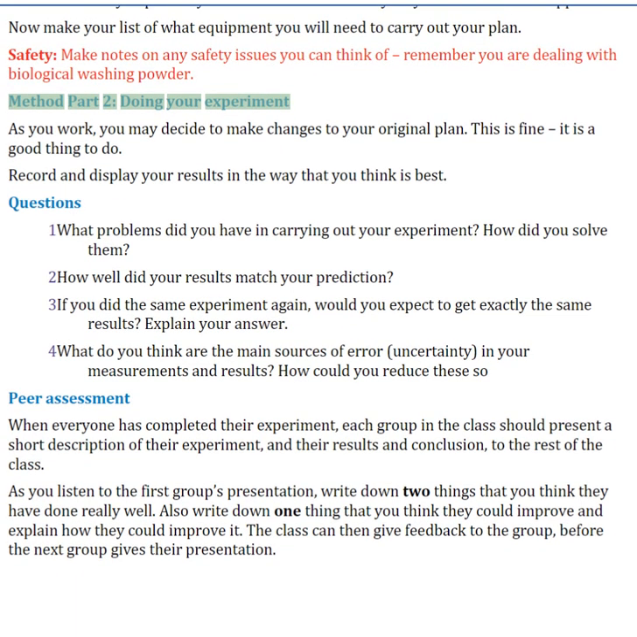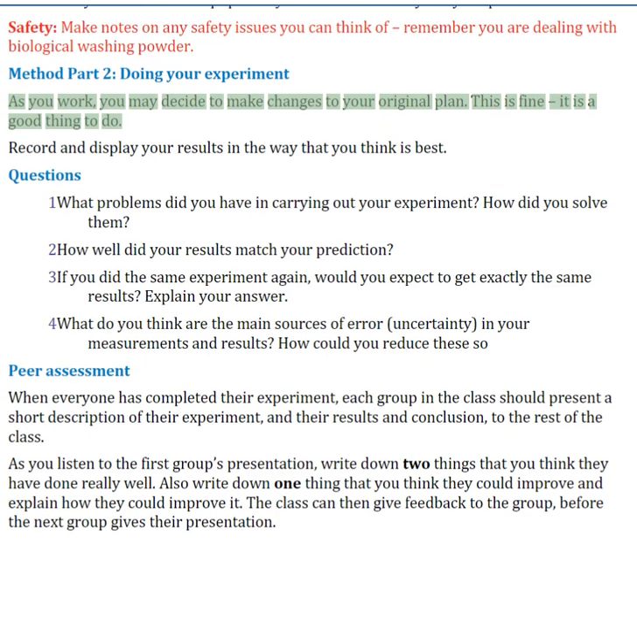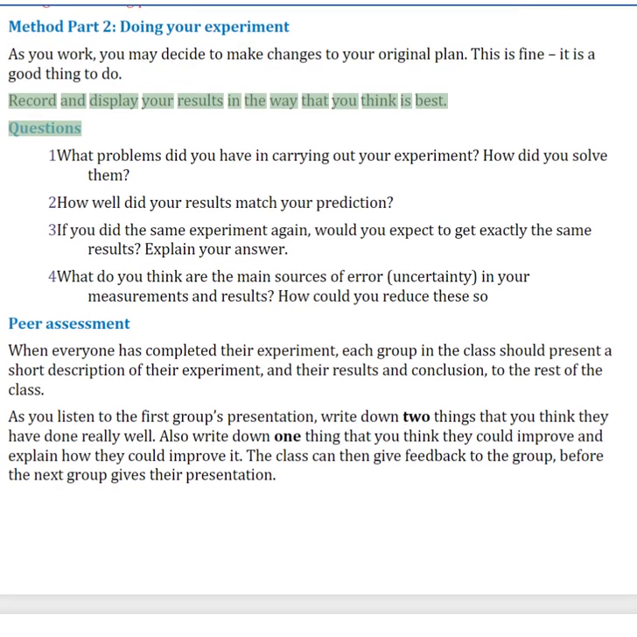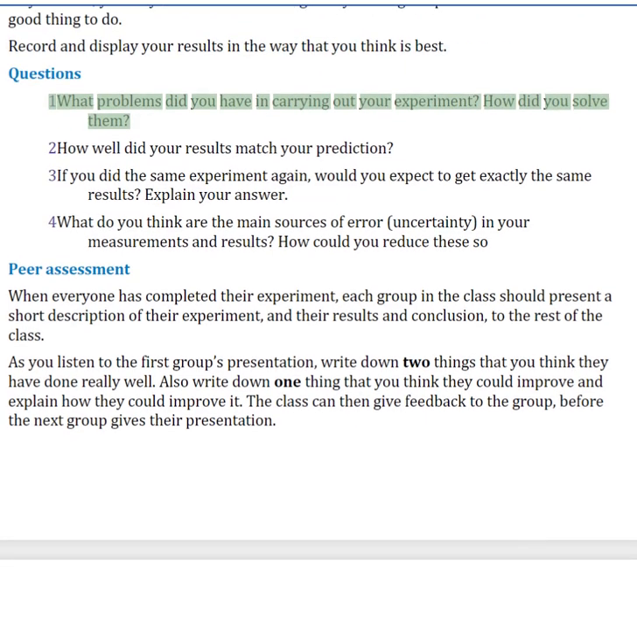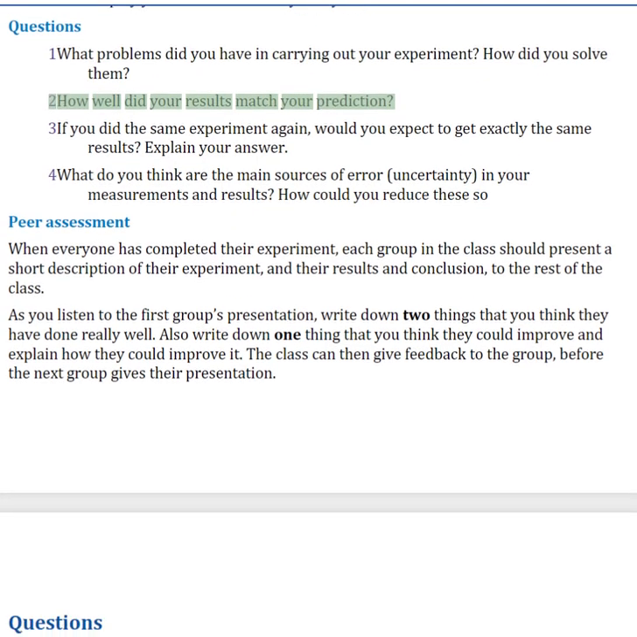Method Part 2, Doing your experiment. As you work, you may decide to make changes to your original plan. This is fine, it is a good thing to do. Record and display your results in the way that you think is best. Questions. 1. What problems did you have in carrying out your experiment? How did you solve them? 2. How well did your results match your prediction?